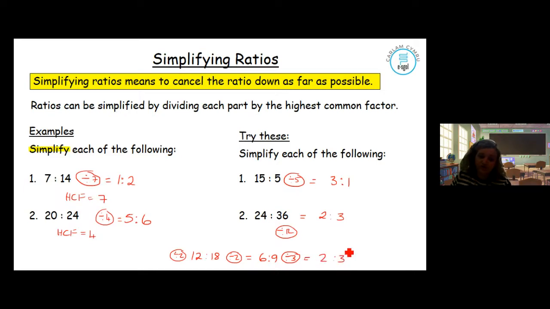So you could do it without using the highest common factor. It's just going to take you a little bit longer to get to the answer. But you've got to keep going and keep going until the only thing you can divide into both of them is 1. And then you know you've gone to the end of what you need to do.